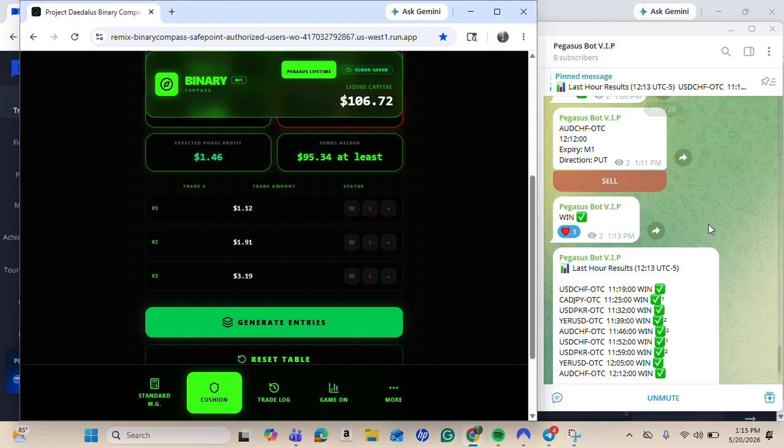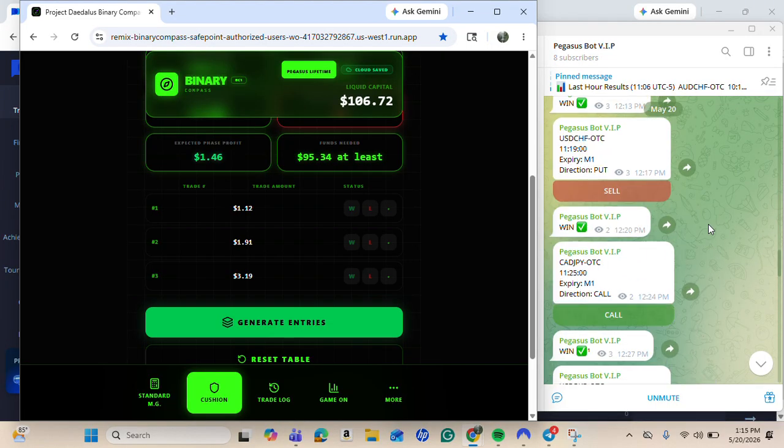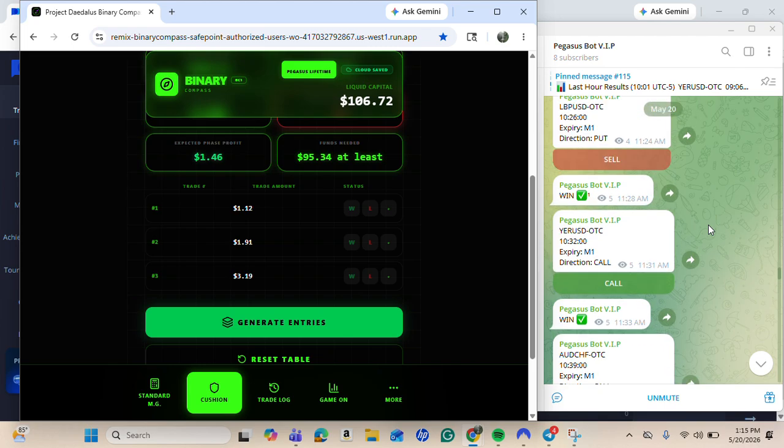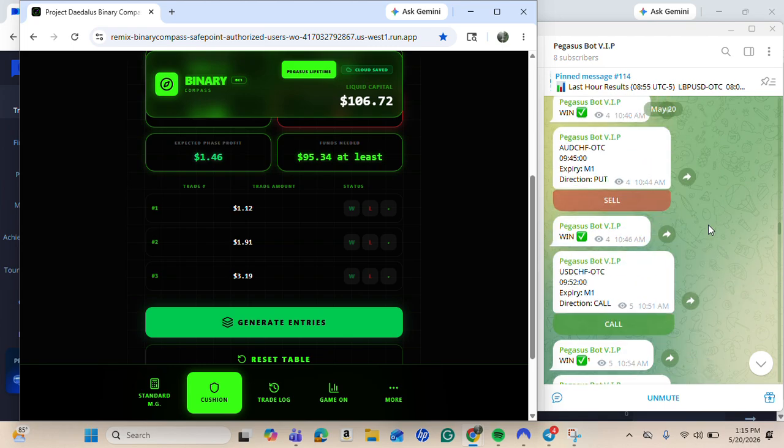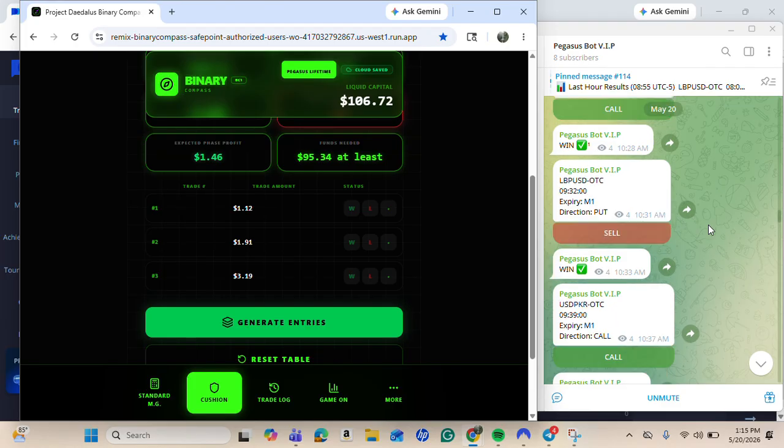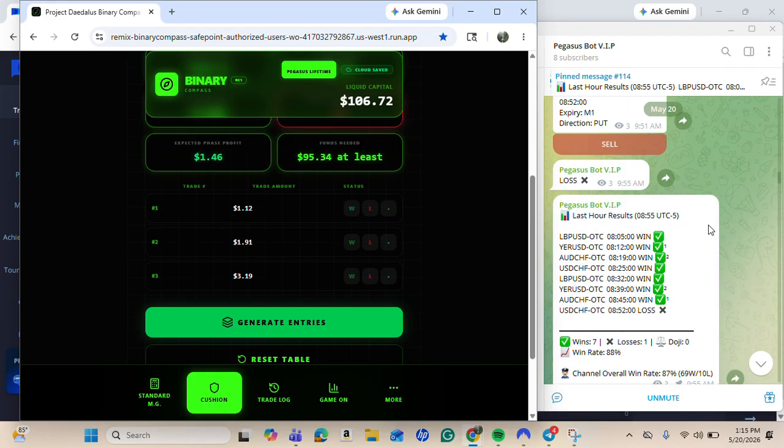Does the bot have losing streaks? Yeah, let me show you something. The bot does have losing streaks. I'm gonna go back to earlier today where the bot had a bad day.